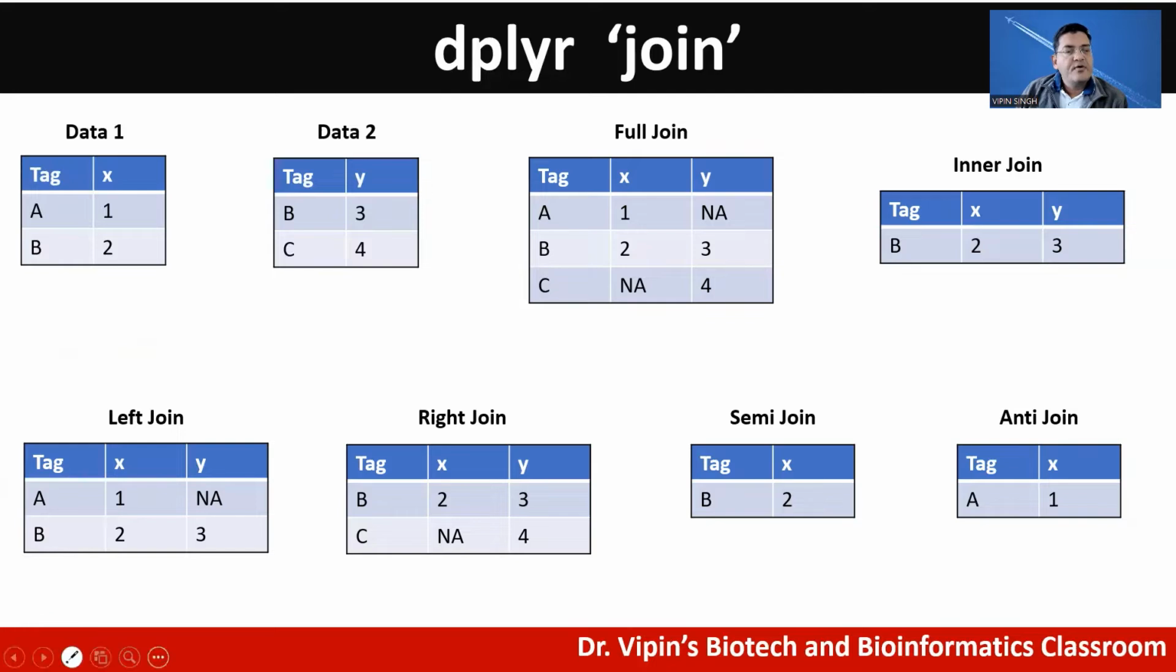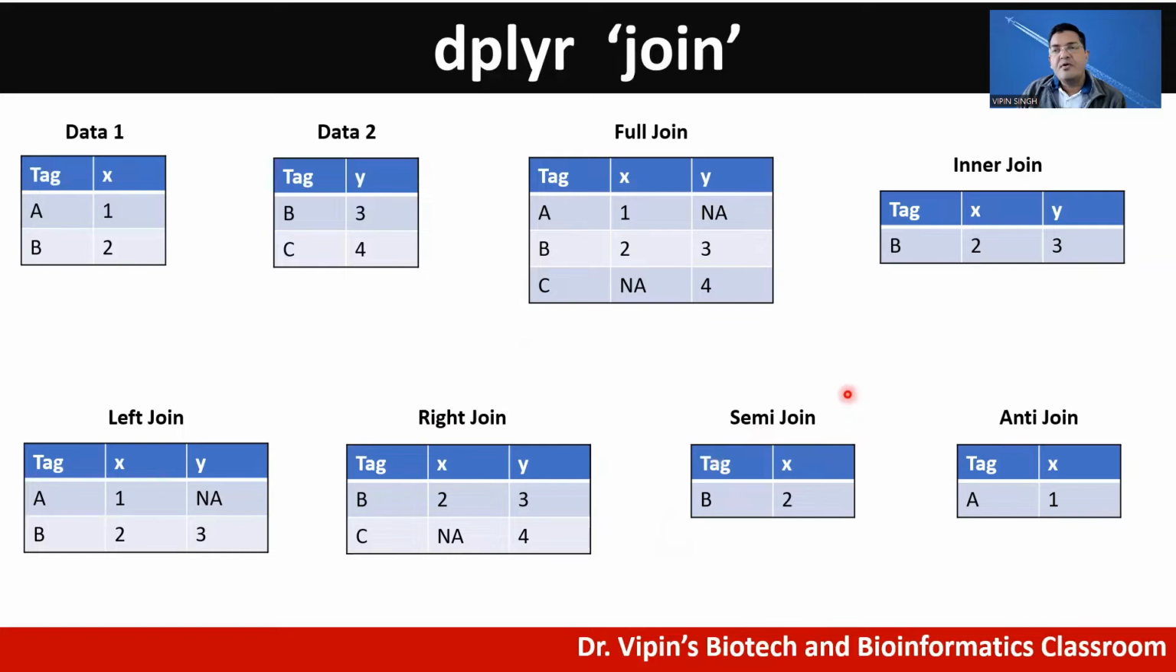Then you have the left join, where the reference data set is data set 1, and the tags in data set 1 and the corresponding values in data set 1 and data set 2 are reported together, and missing values are labeled as NA. Likewise, you have the right join, where dataset 2 becomes the reference. So tags in dataset 2 are a reference, and the corresponding values in dataset 1 and dataset 2 are given together, and missing values are labeled as NA again.